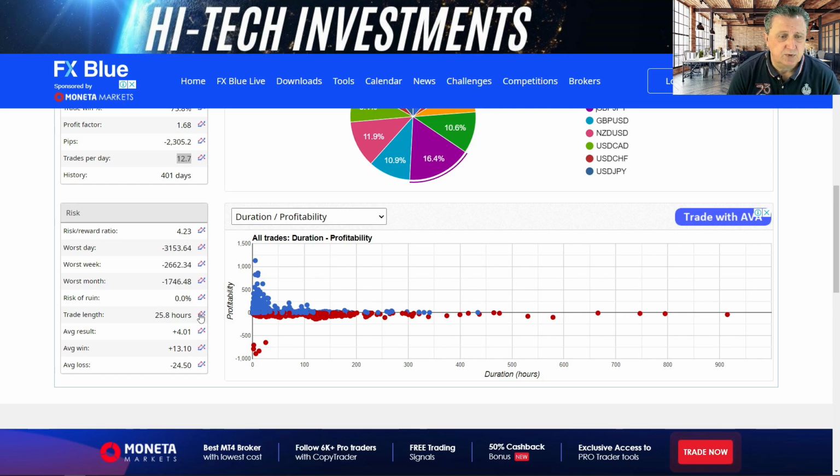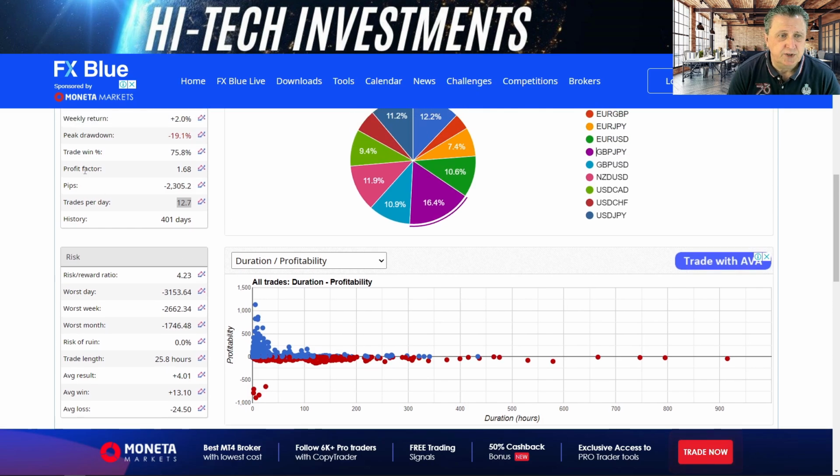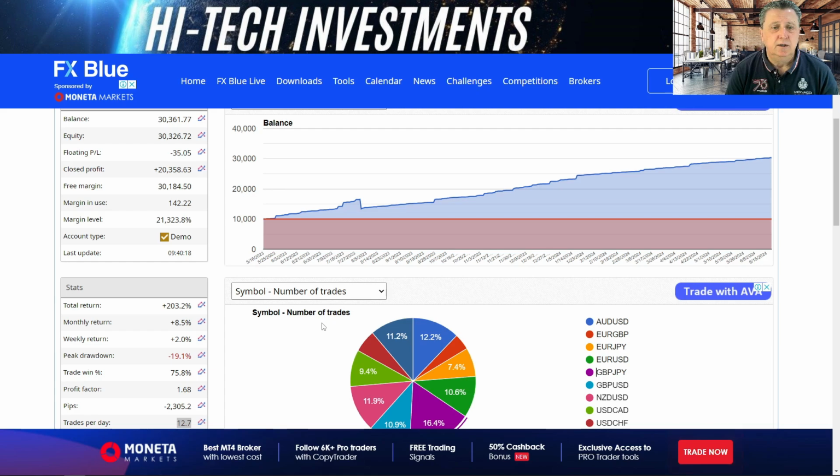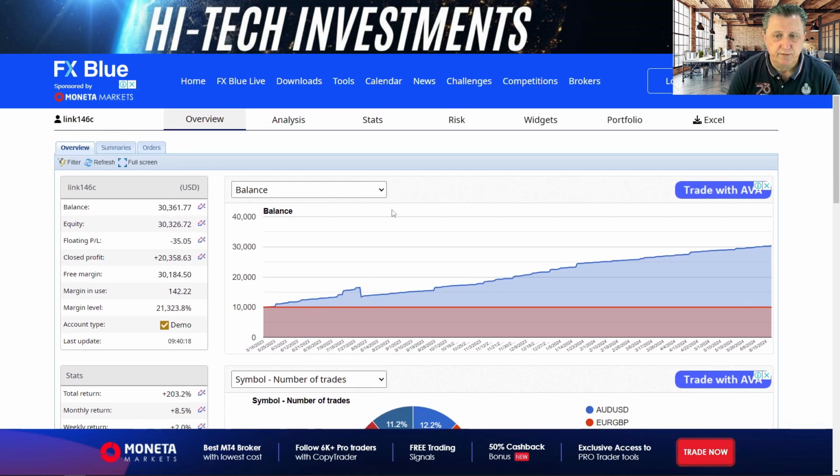Trade length is about 25 hours. Average result is 4. Average win is $13 and average loss is 24. But because again, you see a trade win of 75%, quite high, then obviously it still comes out positive. So the balance is here, the $10,000, and we can see that it did quite well up until it cashed in at 16,465, and then it had a bit of a drop in here, and we can't see what happened, but this has been the one and only time.